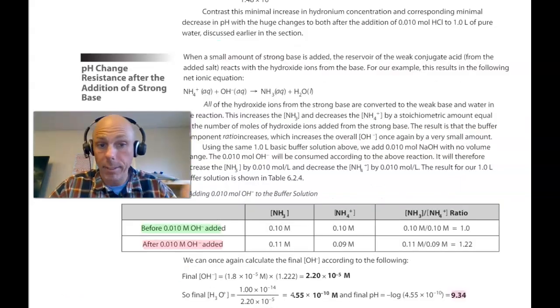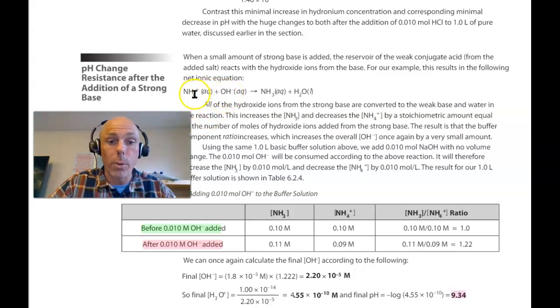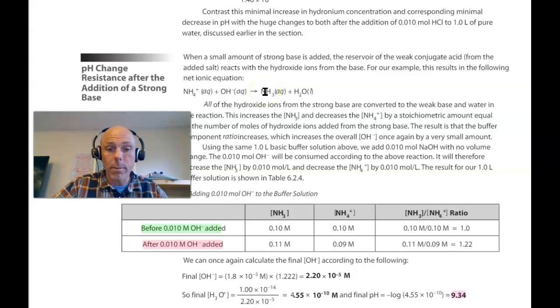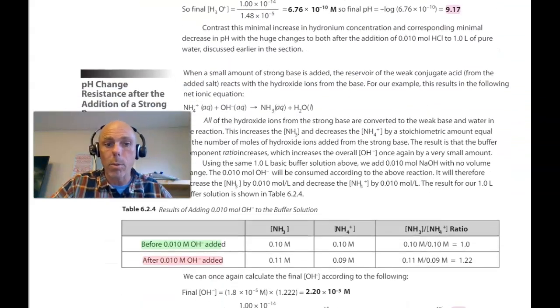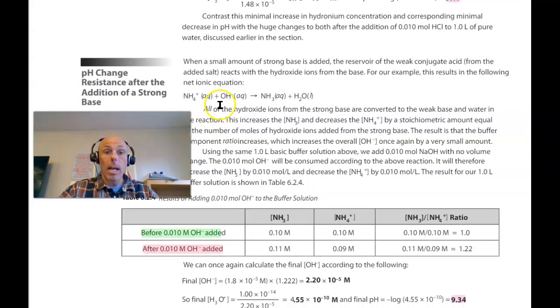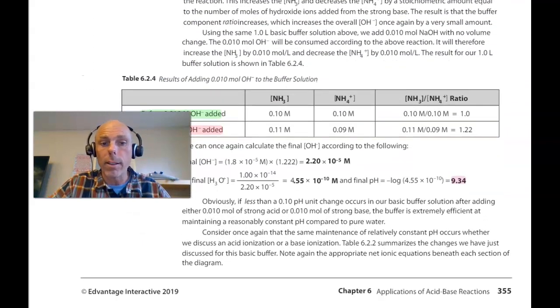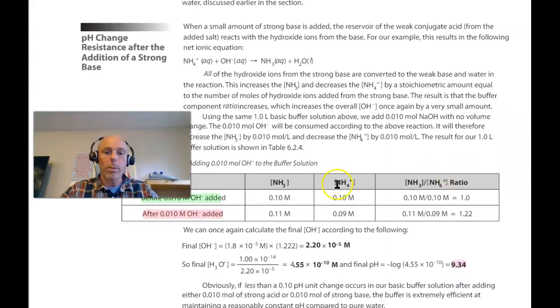Same thing, except slightly different. If now a base is added to this buffer system, the strong base hydroxide reacts with the acid in this buffer system, ammonium, turning that acid into its conjugate base. So again, before the acid or base was added, the pH was 9.25. Now that we are adding hydroxide, the ratio of base to acid rises from 1 to 1.22. When we plug that into our H3O or OH minus expression, we find that the pH shifts to 9.34. So it goes up when hydroxide is added, but only a little bit. It goes from 9.25 to 9.34.